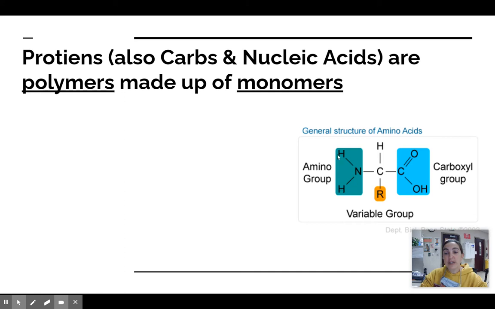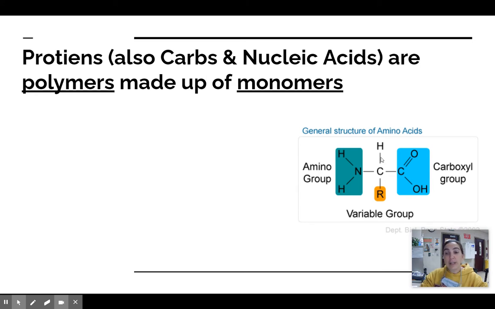The nitrogen is attached to two hydrogens. And if you remember Tuesday, we started talking about functional groups in biomolecules. This functional group is called an amino group. And on the other side, there's a carbon that's double bonded to an oxygen and also bonded to a hydroxide, an OH. That's referred to as a carboxyl group. So every amino acid has an amino group on one side and a carboxyl group on the other.